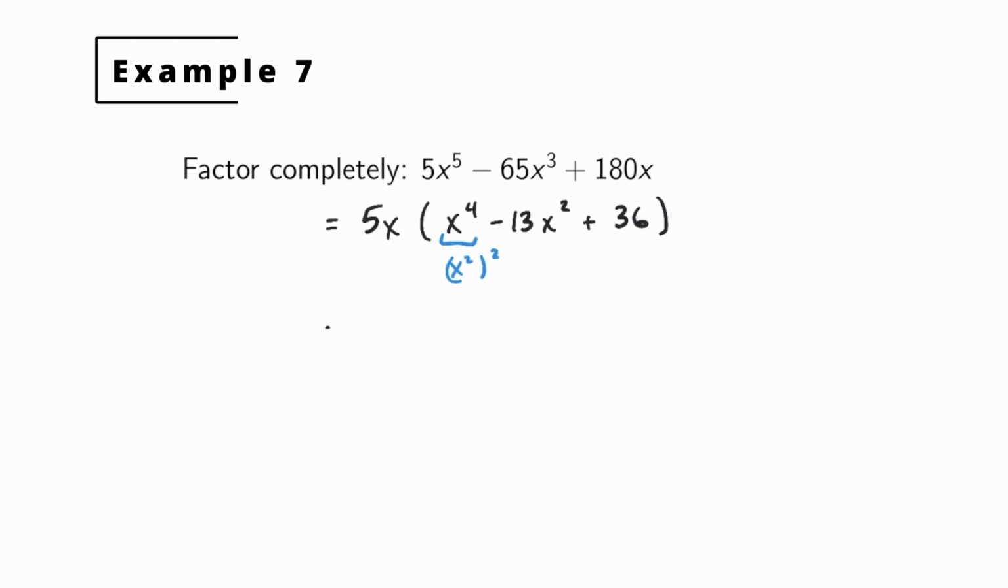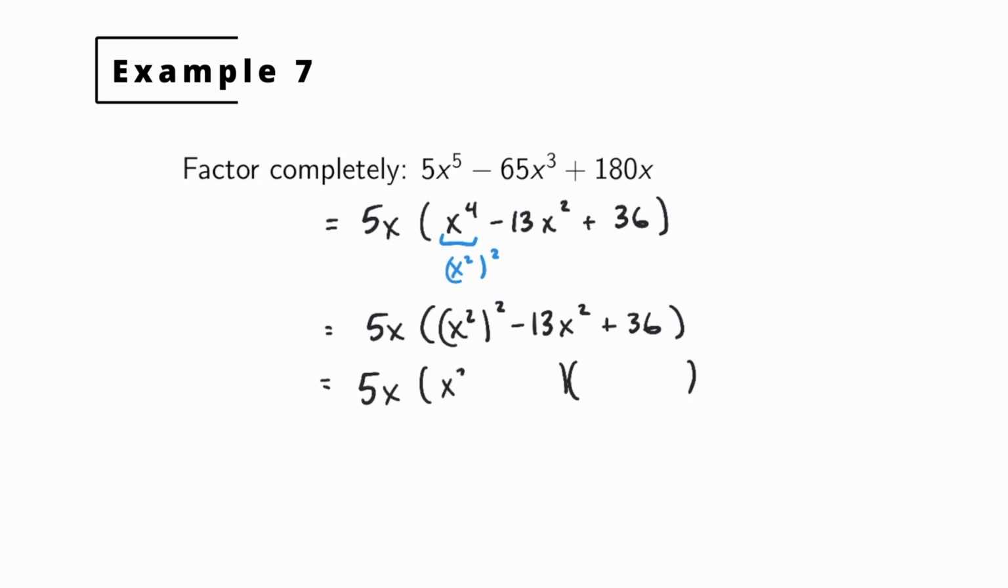If this doesn't make a lot of sense, again, we have x squared squared. And I'm going to rewrite this as 5x times x squared squared minus 13x squared plus 36. If you think about x squared as being a new variable like z, this would be z squared minus 13z plus 36. That would just be a quadratic trinomial. And so how do we factor it? It's a quadratic trinomial in that variable x squared, where the coefficient of the squared variable is 1.